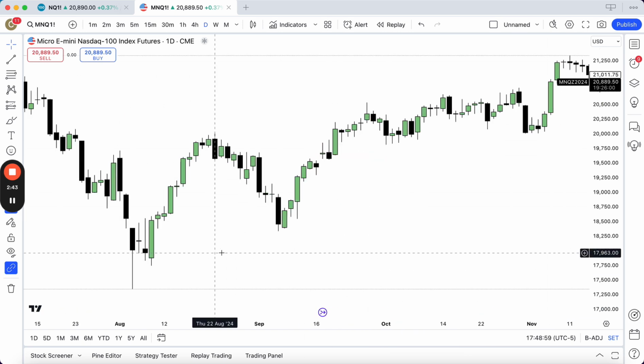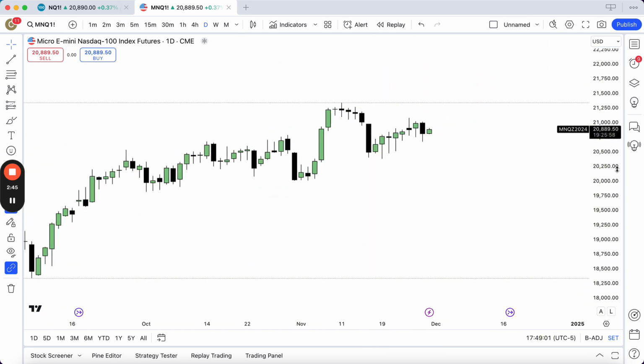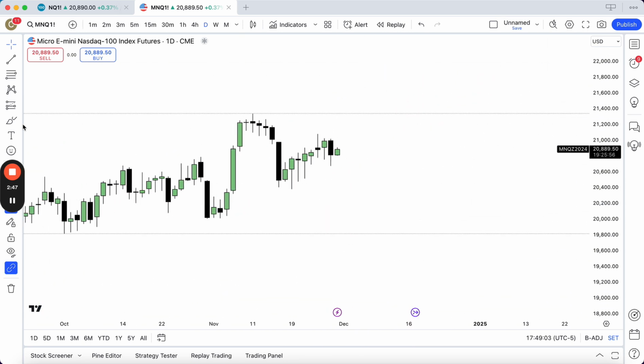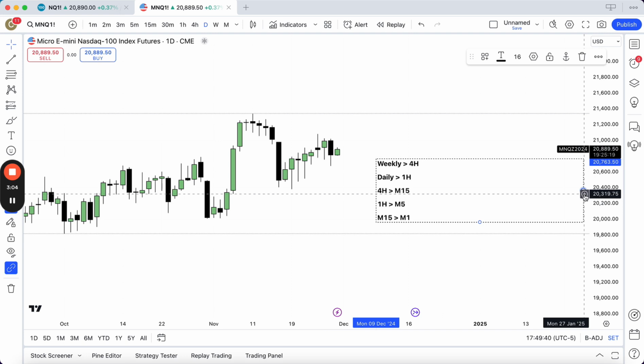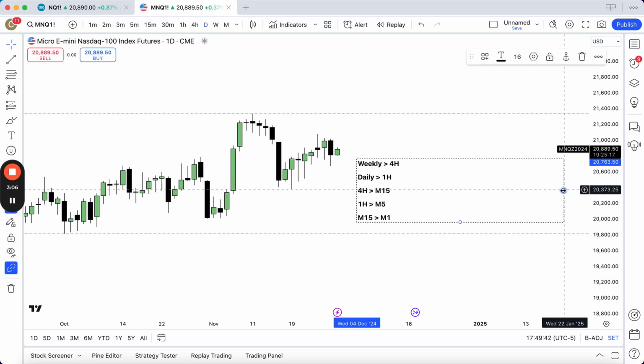Now I want to go ahead and move into my entry model. Before I go into my entry model, you just have to be aware that if you're not aligning your time frames, you are basically setting yourself up for failure. So let me write out these time frame alignments that you should be using every single day to trade. I just wrote out these time frame alignments here. This is how you should be aligning your time frames.